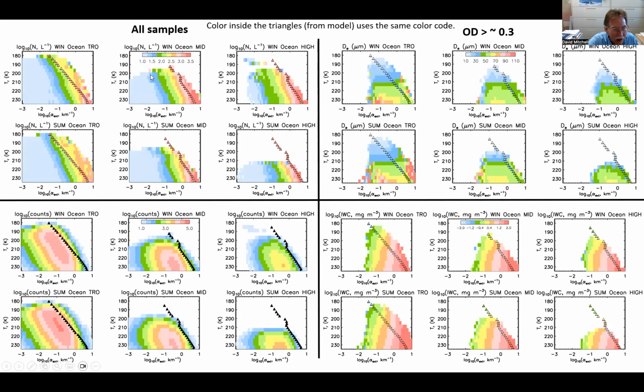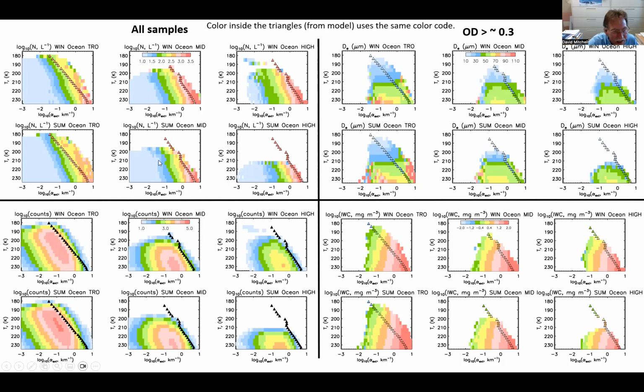A relationship. The triangles are the calculated values for number concentration in the upper left panels. And this is for over oceans, all samples on the left side. On the right side, it's for optical depths greater than 0.3. And that had to be done because effective diameter couldn't be retrieved. We couldn't trust the values for the lower optical depths. And ice water content is calculated from effective diameter. So that's why we restricted the optical depth on the right side. On the left side, we could use all the optical depths.